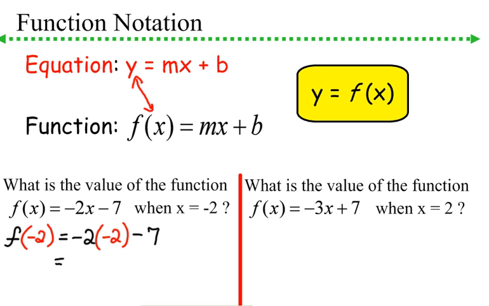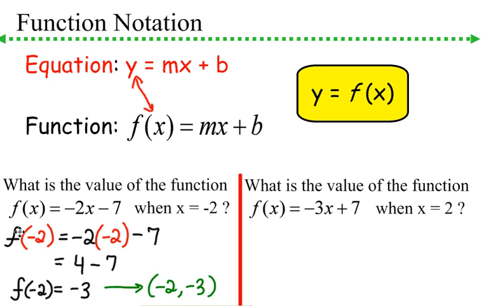But on the right here, we have negative 2 times negative 2, which is a positive 4, minus 7 is negative 3. So to answer our question, what is the value of the function when x is negative 2? The answer is negative 3. Now on a graph, that translates into the point negative 2, negative 3. And if you were graphing it, this is your x value and that is your y value.